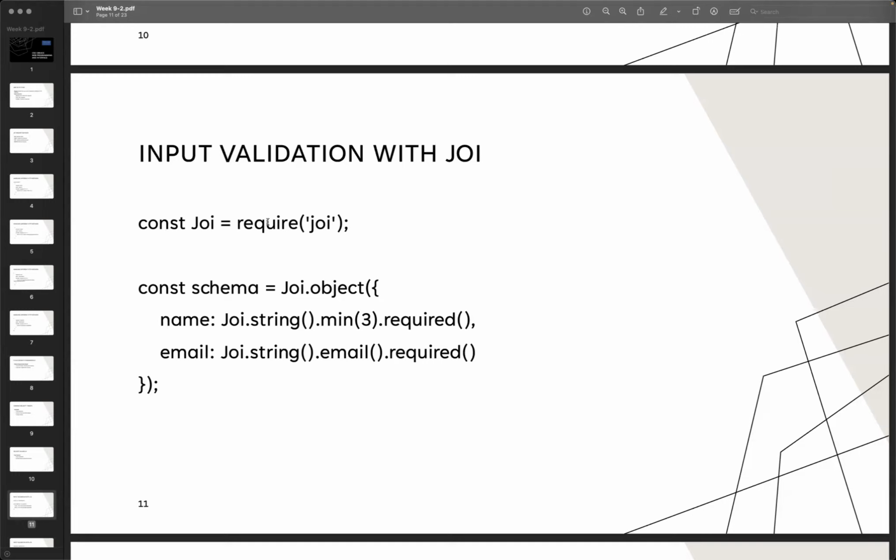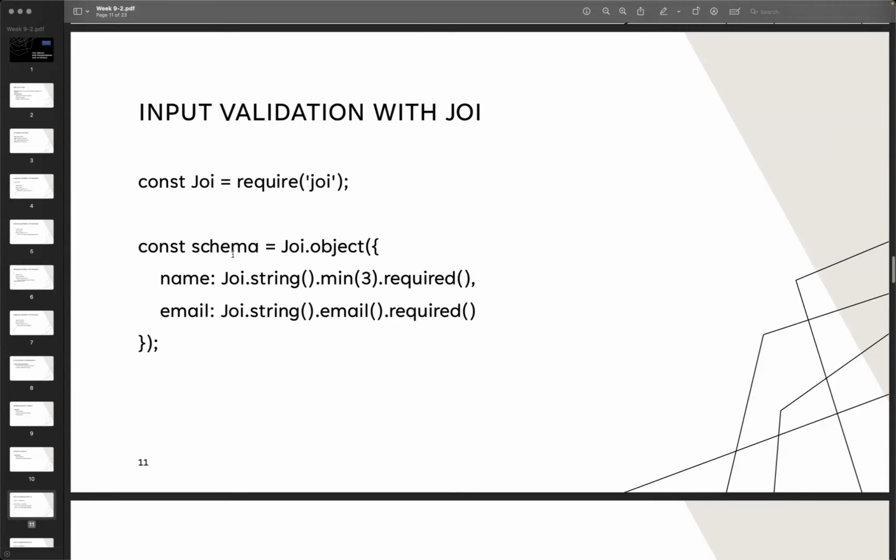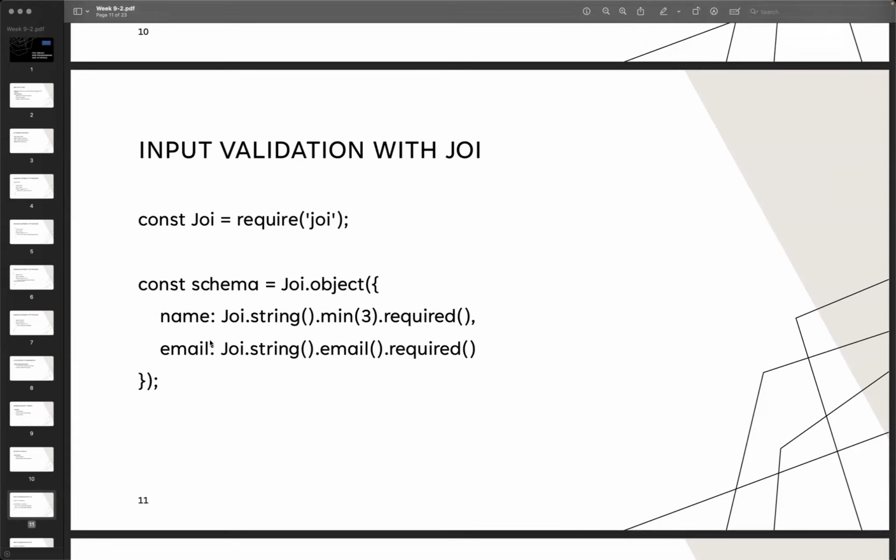So if we need to use it, you need to install it using npm install, and then require it. First, if you look at the schema, we can create the Joi object. With the schema, we declare two variables, so when we pass the data, name and email.